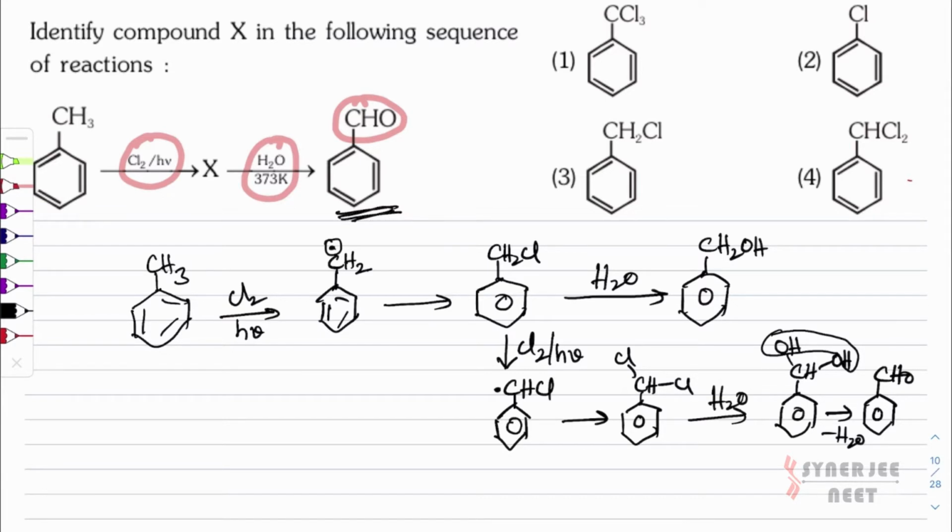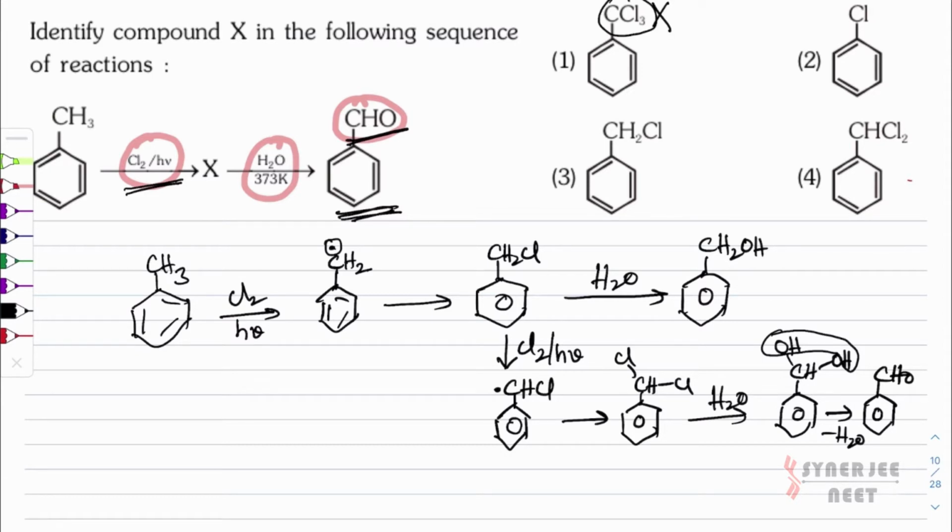That means in the first step, when toluene is reacted with Cl2/hν, two times chlorination must have happened. That's why ultimately two chlorines are replaced with OH and transformed into the aldehyde group here. So here X should contain two chlorines on the benzyl carbon position. Here three chlorines are there, so this is not our answer, the first one.